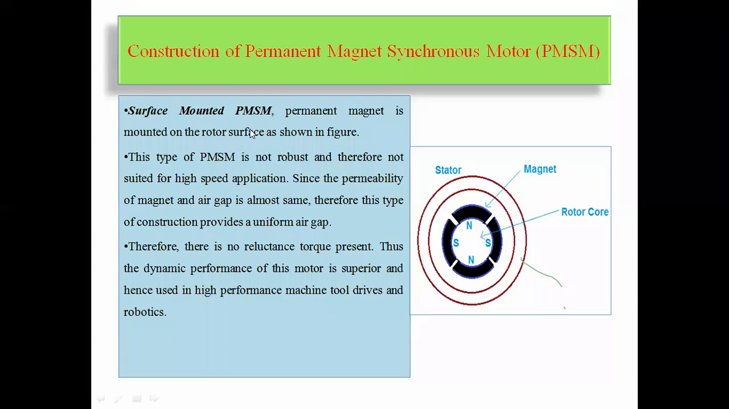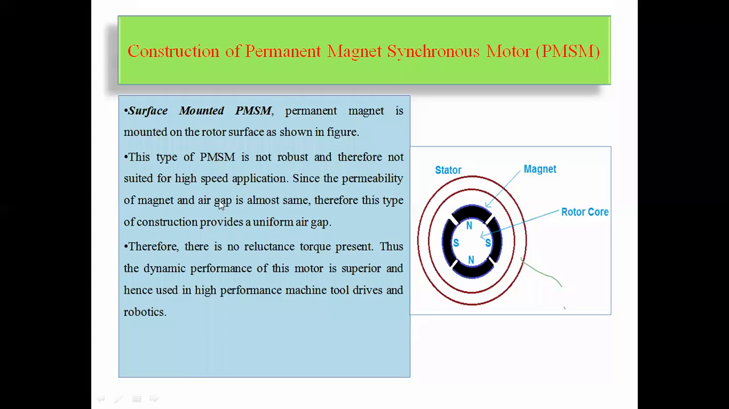So in the surface mounted permanent magnet motor, the permanent magnet is mounted on the rotor surface. I show you here, this is the part of the rotor, and over the rotor I have placed the magnet. You can see that, this is your complete rotor, and over the rotor construction I have mounted the permanent magnet. So this type of PMSM is not robust and therefore not suited for high speed applications.